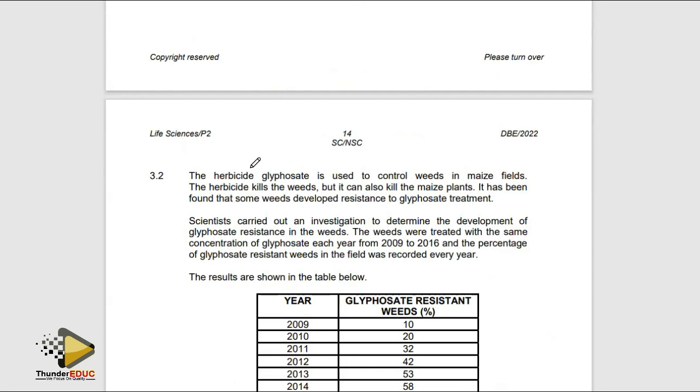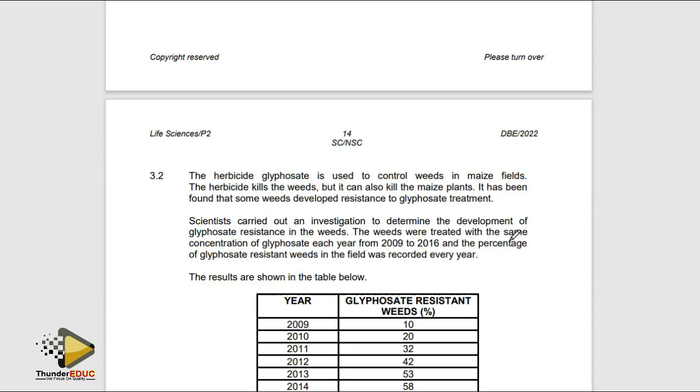Herbicide is a chemical which kills a plant. Glyphosate is used to control the weeds in maize fields. The herbicide kills the weed, but it cannot kill the maize plant. It has been found out that weed developed resistance to glyphosate treatment. Scientists carried out an investigation to determine the development of the glyphosate resistance in the weeds.